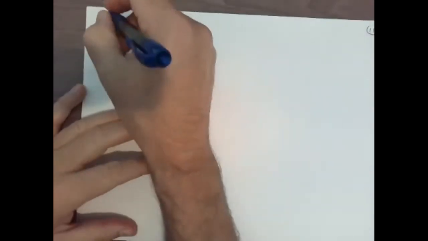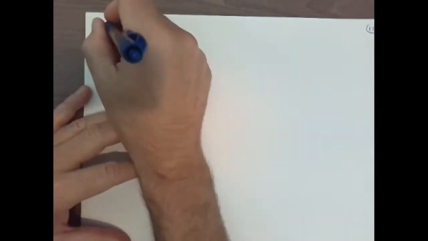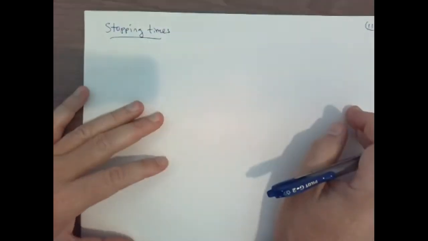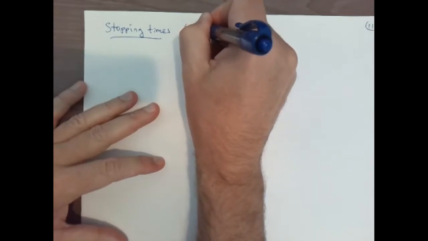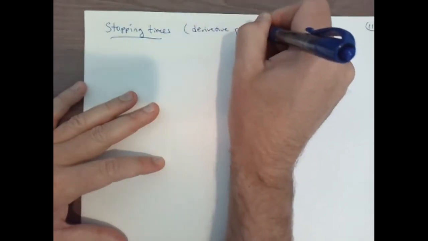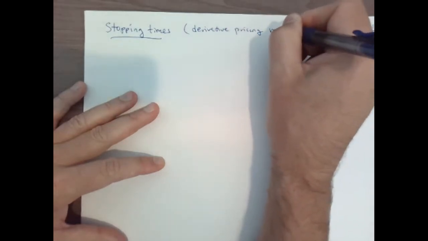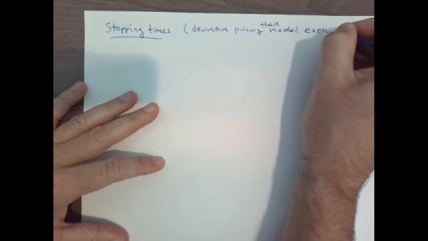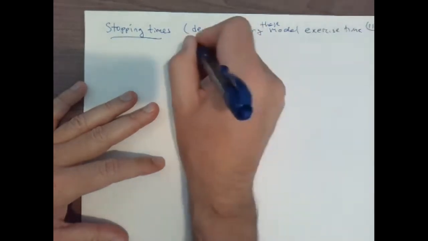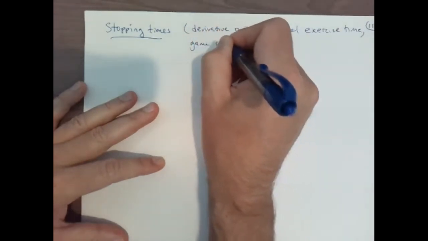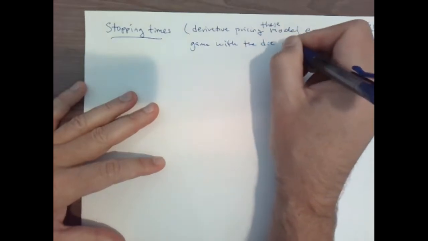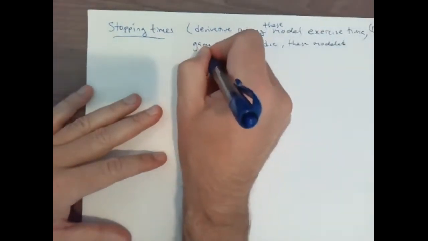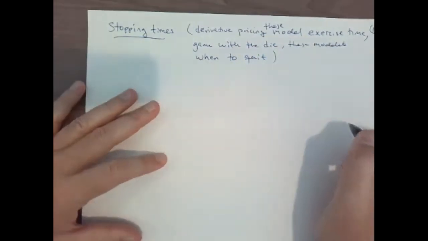But so a tool from martingale theory is what's called stopping times. In derivative pricing, these stopping times model the exercise time, and in the game with the die, these model when to quit. Right, you call it stopping times in general.